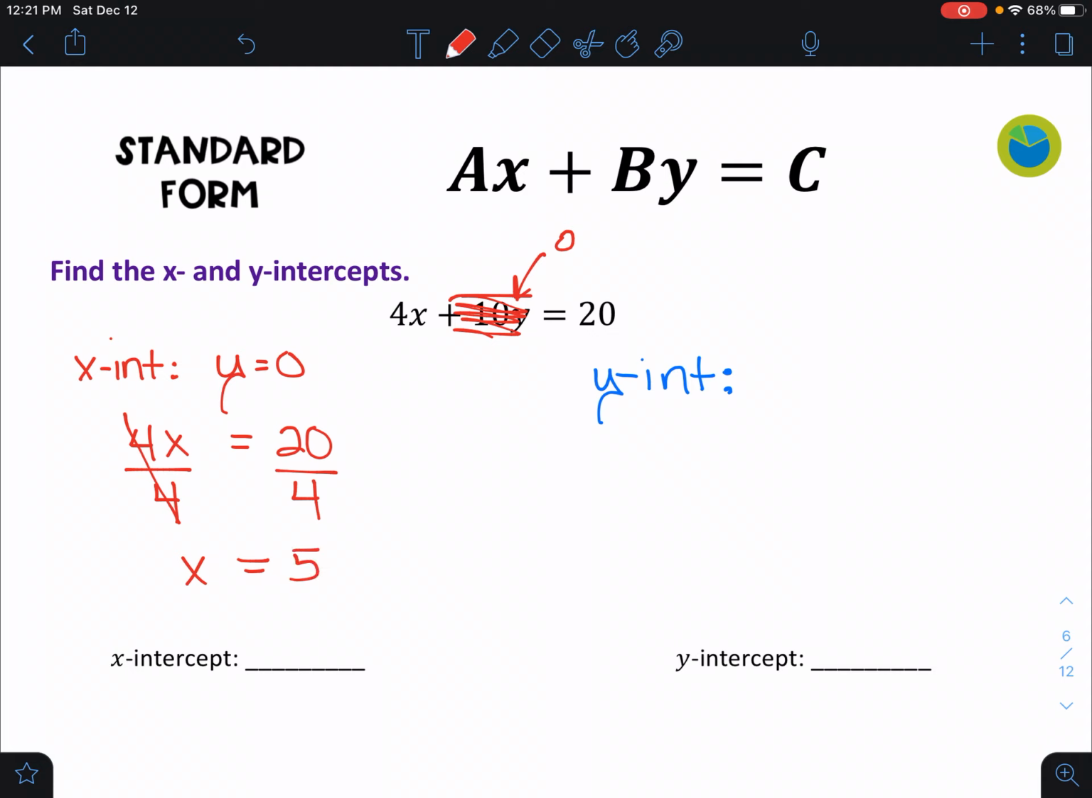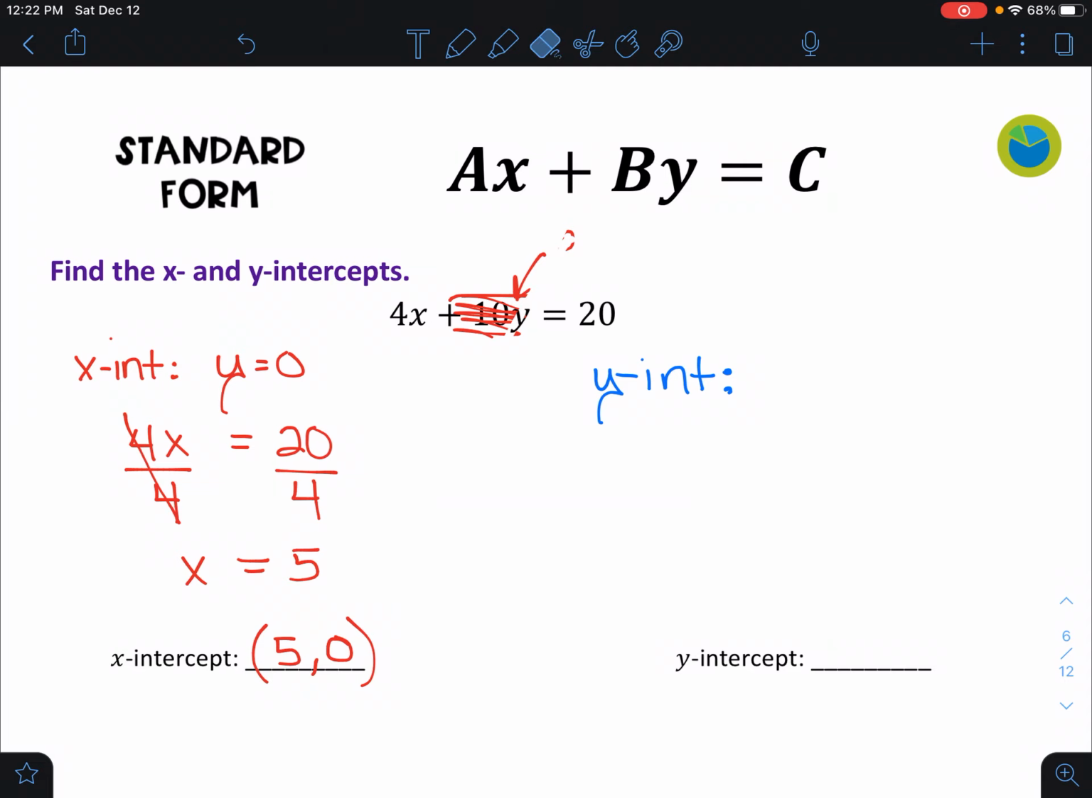Okay, so what is the x-intercept? It is 5, comma, and then what's my y value? 0. 5, 0. This is how we find the x-intercept. We just plug in 0 for y and go from there.